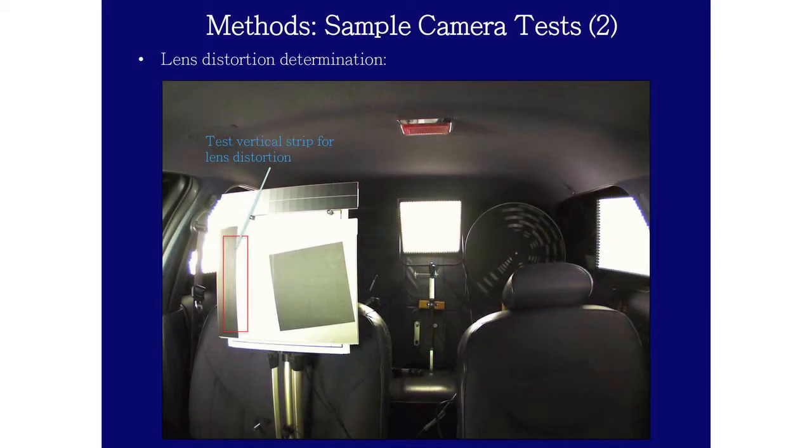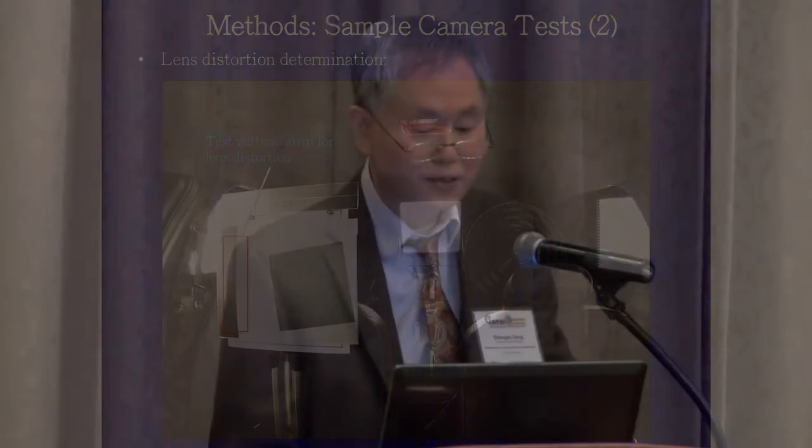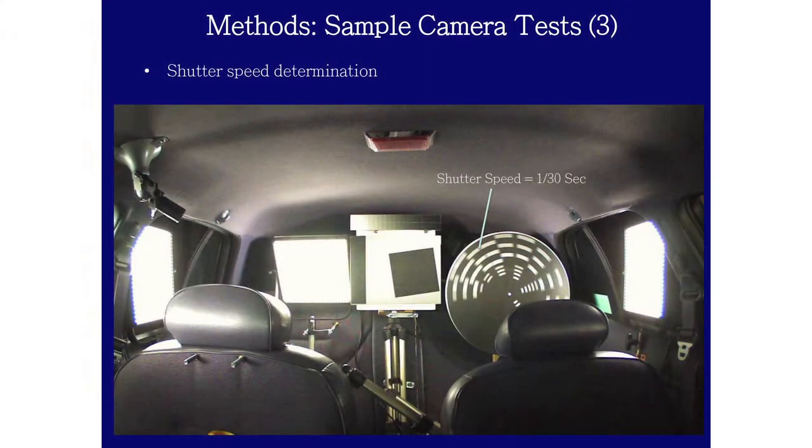Here is a real scene of a sample camera test. You see this vertical strip is curved. So that means there's a distortion. So the software will catch this curvature and determine what the distortion is. Here, this is also a real test scene taken by a sample camera.